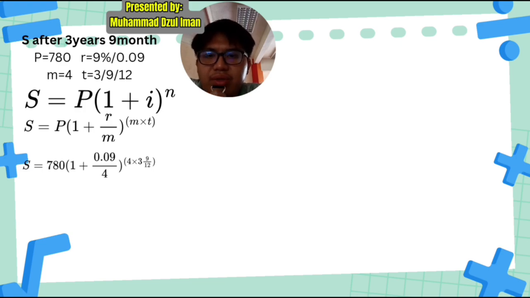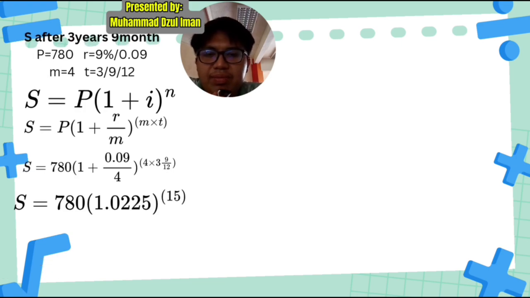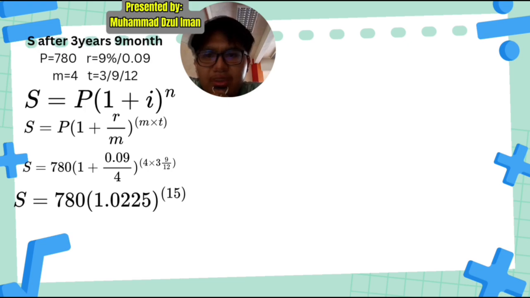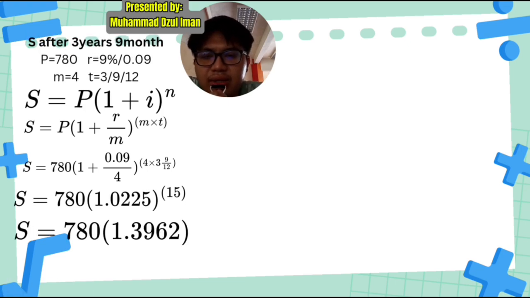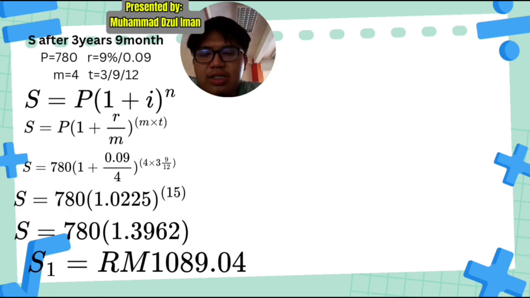We put the numbers into the formula and then simplify it. We will get 780 times 1.0225 to the power of 15. Then 1.0225 to the power of 15, we'll get 780 times 1.3962, where we multiply it, we will get S equal to RM1,089.04.